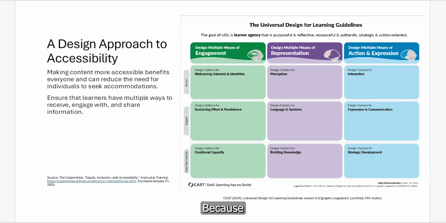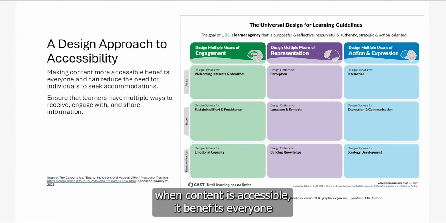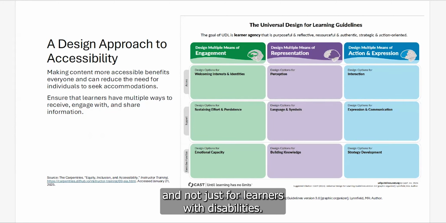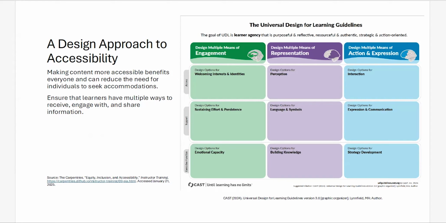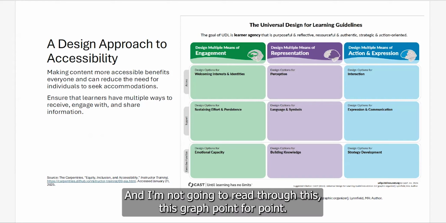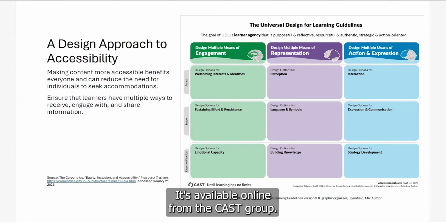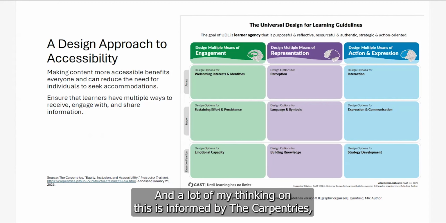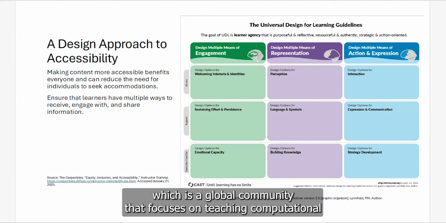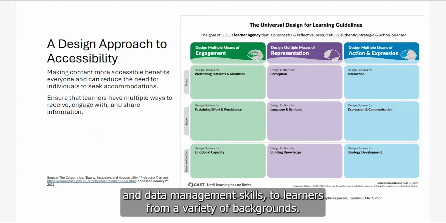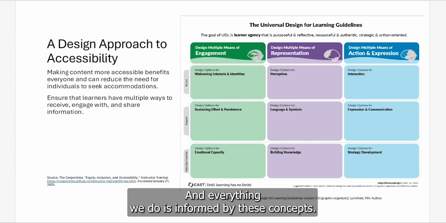Because when content is accessible, it benefits everyone, not just learners with disabilities, right? I'm not going to read through this graph point for point. It's available online from the CAST group, and a lot of my thinking on this is informed by the Carpentries, which is a global community that focuses on teaching computational and data management skills to learners from a variety of backgrounds. And everything we do is informed by these concepts.